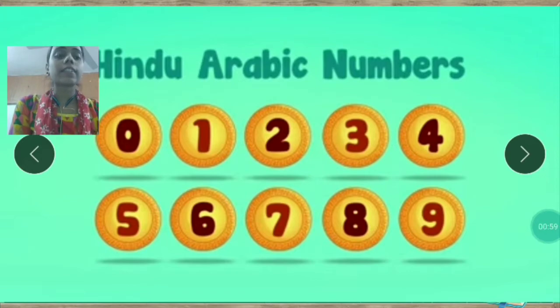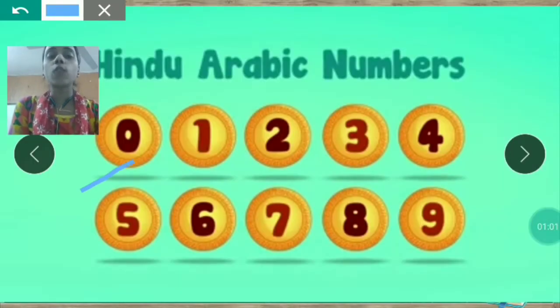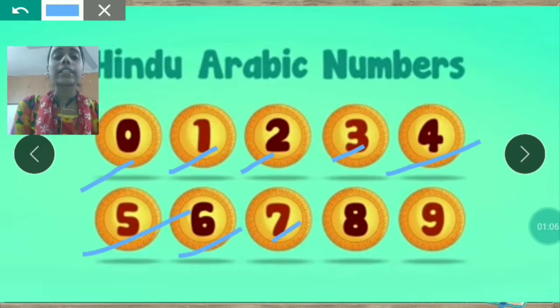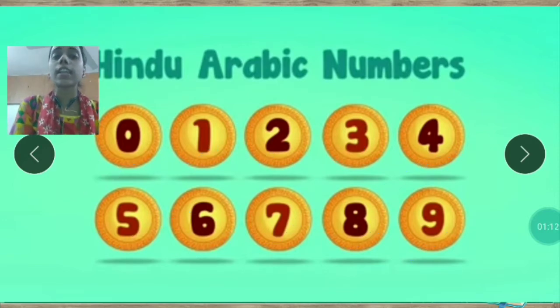And what are those 10 digits? Those digits are 0, 1, 2, 3, 4, 5, 6, 7, 8 and 9. So there are a total of 10 digits. Okay, and these digits are known as Hindu-Arabic numbers.